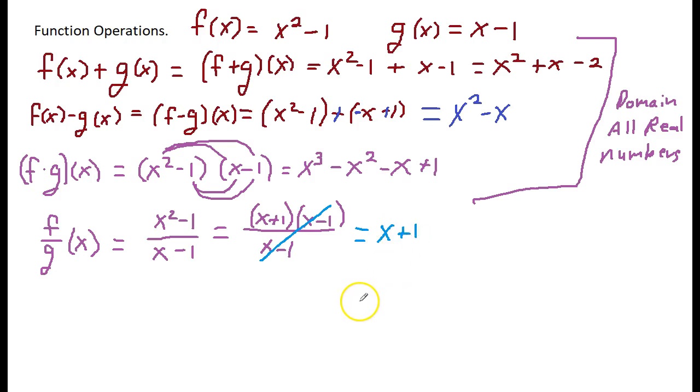But my domain is, there is a restriction. See, what would make this undefined is if I were to put positive 1 in for x, because that would give a 0 in the denominator. So the domain is this. X cannot equal positive 1. In other words, it's all real numbers except positive 1, because that's the number that would make the denominator 0.